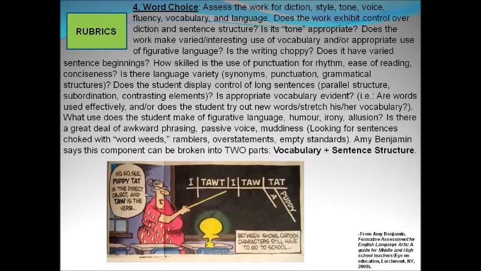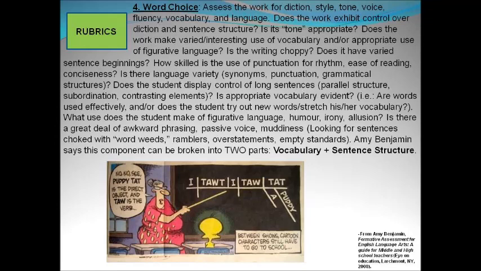Word choice too, right? You assess the work for its diction, style, tone, voice, fluency, vocabulary, language. Does it exhibit control over diction and sentence structure? Is its tone appropriate? If it's a critical essay, is it written in slang? Is it written in a way that lacks objective distance or something like that? Does the work make varied or interesting use of vocabulary? Say if it's some kind of a story, how well is the narrator's voice developed, something like that.